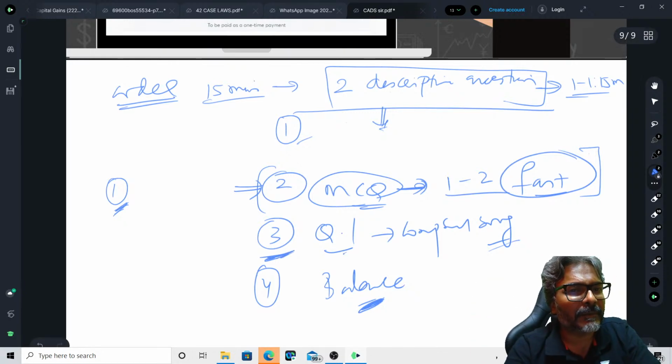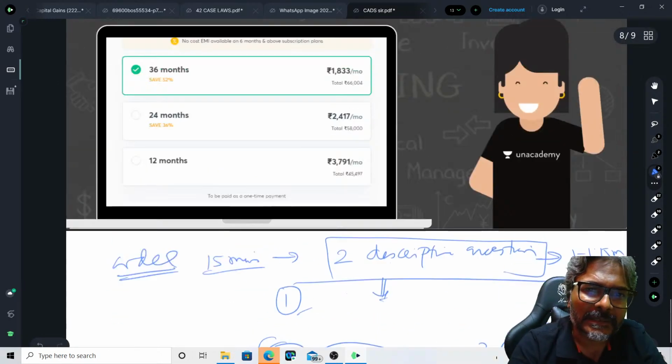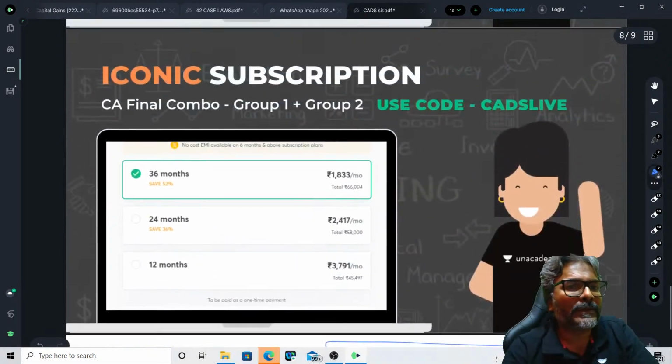And thereafter question number 1 compulsory. After the MCQ and the case study are done, then question number 1, and finally the balance ones. This is the order in which you have to do it. I hope that all of you are clear with this.